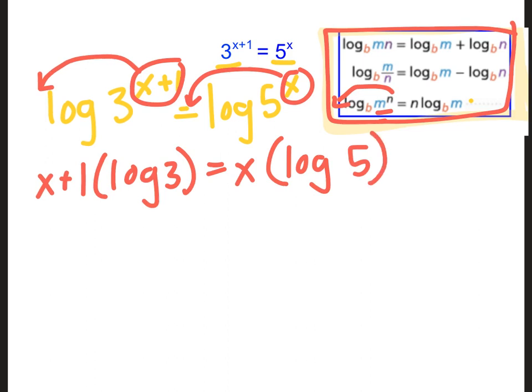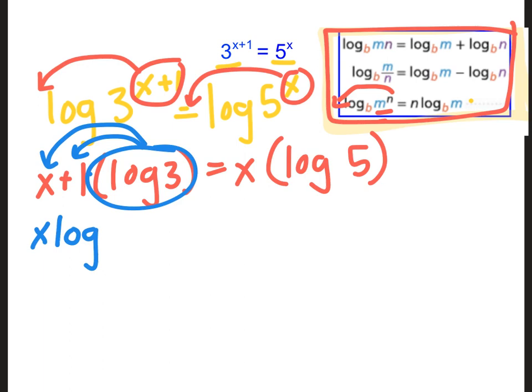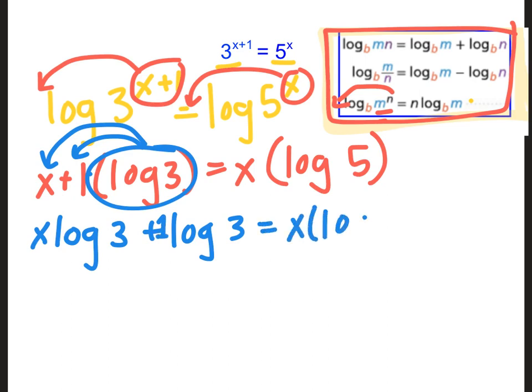Now at this point I have x plus 1 being multiplied by the log of 3, so I need to take that log of 3 and distribute it to the x and to the 1. So I'm going to have x log of 3 plus 1 log of 3, there's a sneaky little 1 there, equals x times the log of 5.